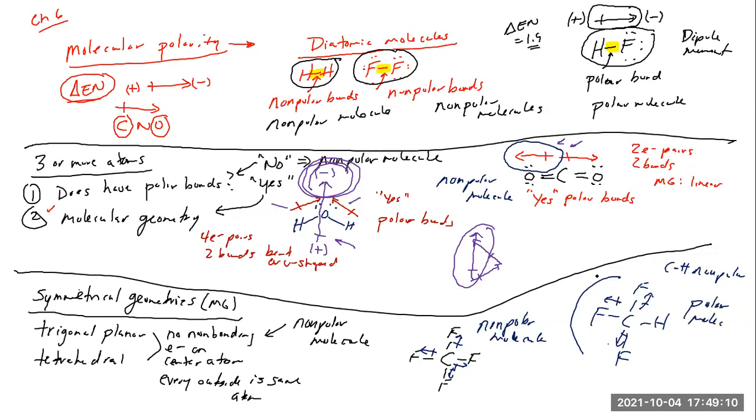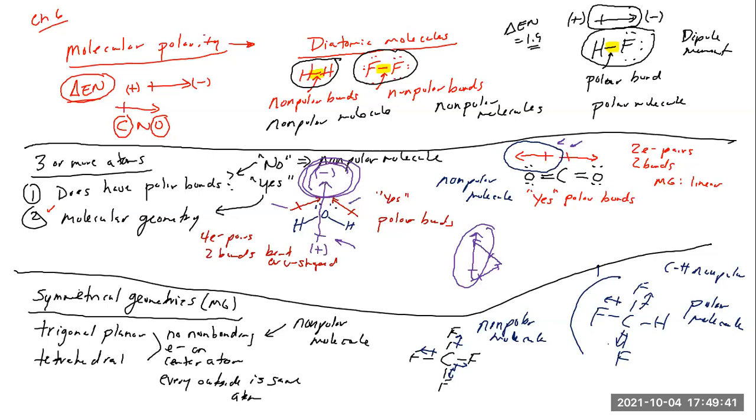So if you have one of these geometries and you do not see dots on the center atom when you draw your Lewis structure, and everything on the outside is the same element, it's a pretty safe bet to say that it's going to be a nonpolar molecule. If you have no dots on your central atom and everybody on the outside is not the same element, then it's a pretty safe bet that it's going to be a polar molecule. Any questions on that there?